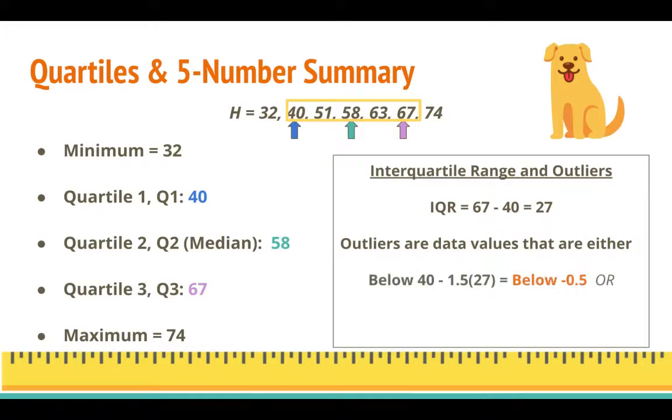Okay, so that is below 40, so quartile 1 minus 1.5 times the IQR. So that gives me below negative 0.5. I don't have any heights that are below negative 0.5. Or they're going to be above 67, so that's the edge of my box, plus 1.5 times 27. That gives me 107.5. And again, I don't have any heights that are beyond 107.5. So this data set has no outliers.